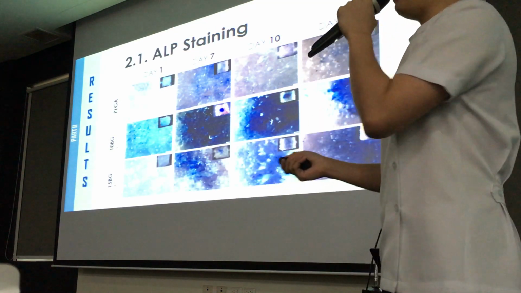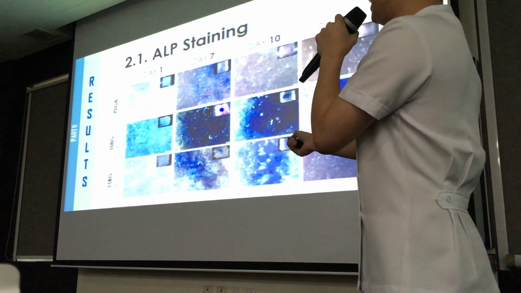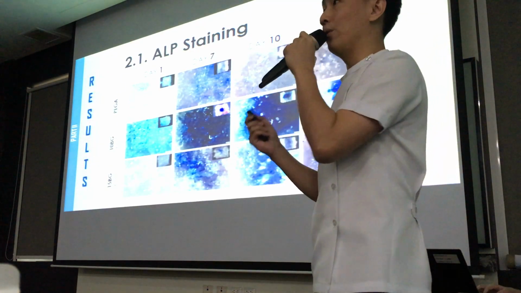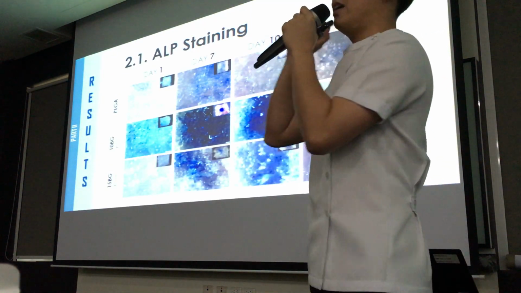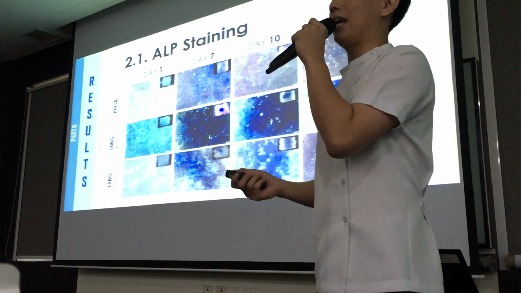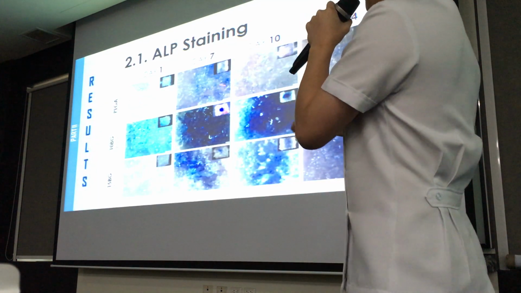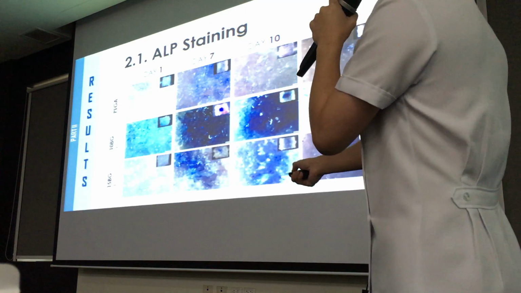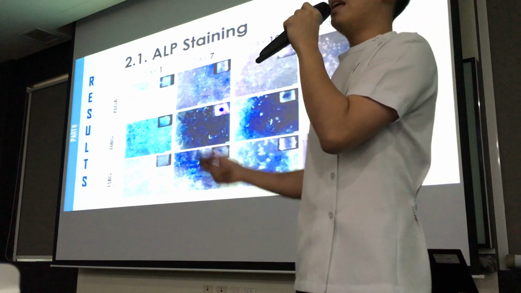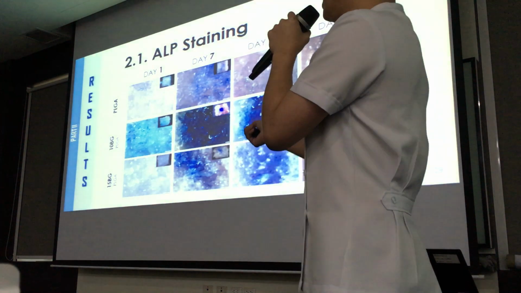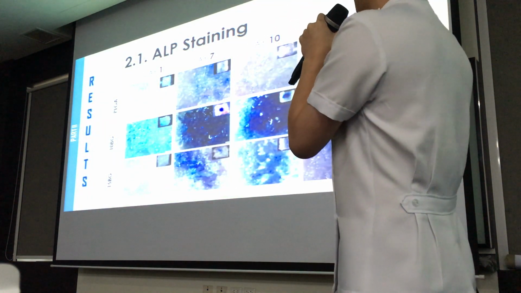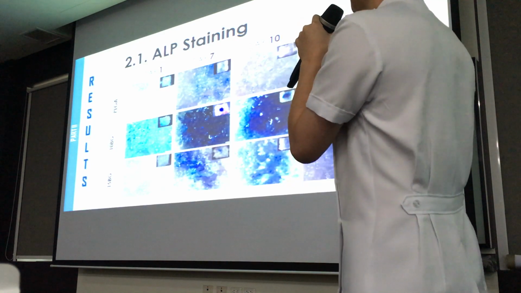The result is shown in the picture. The small picture in the upper right corner is the entire stained scaffold, but the bigger pictures are the localized areas that were mostly stained. This is SHED on the PLGA scaffold, on the 10% bioglass PLGA scaffold, and on the 15% bioglass PLGA scaffold. And we found that SHED cultured in the 10% bioglass PLGA scaffold showed the most intense staining compared to the other scaffolds on each day.